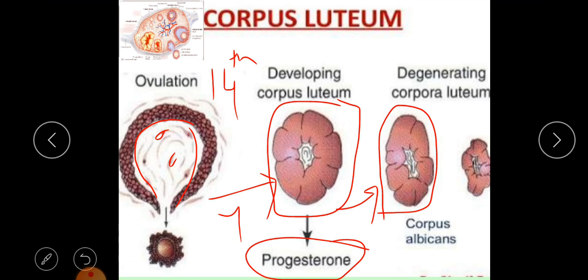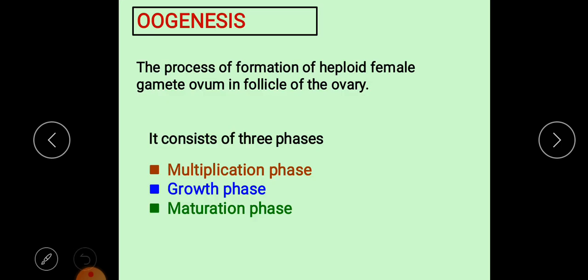So we see various changes in the ovarian follicle, but in a period of 28 to 30 days, one egg is going to be released, and one primary follicle is going to develop into a Graafian follicle every month. So this is all about the development of the follicles in the ovary. In the next process, we'll go with the detailed study of oogenesis.